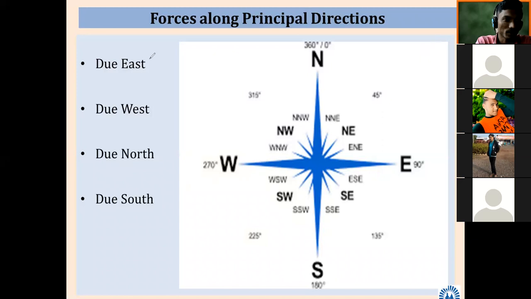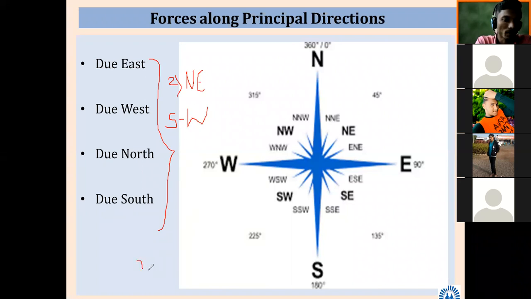Another method: suppose the force is along NE, the northeast direction. This is the second method. Likewise it may be NW, or SW, where the force is along the SW side. What is the angle in this second case? 45 degrees. We have seen that the angle is 45.